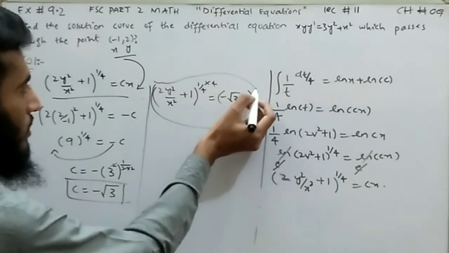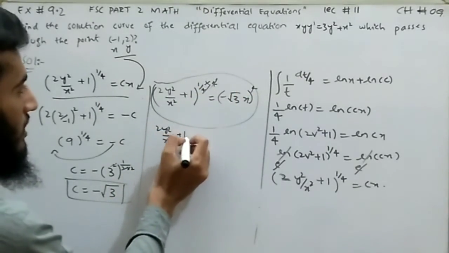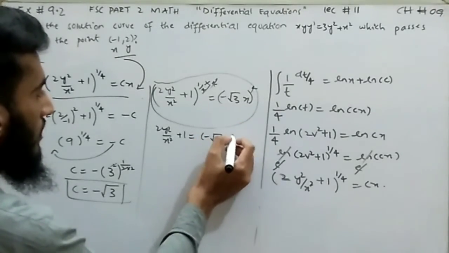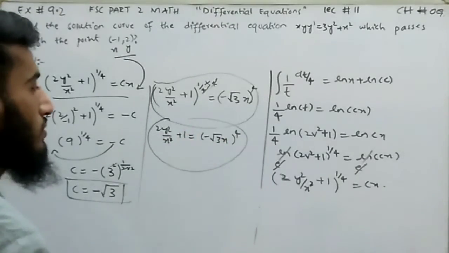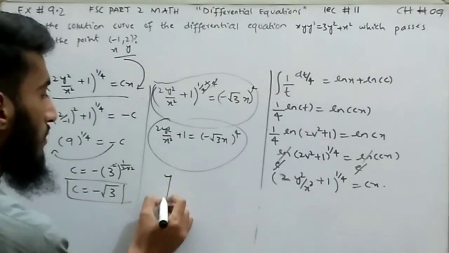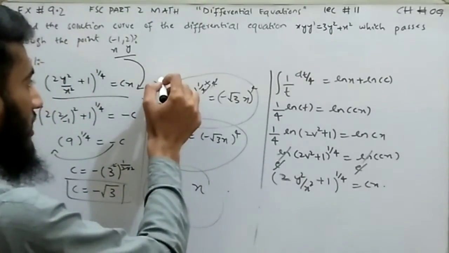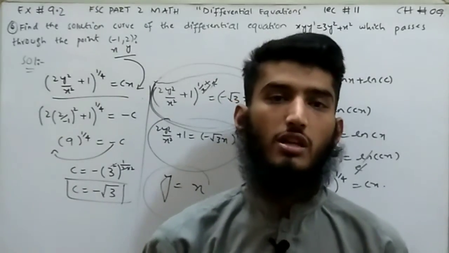So taking the power 4, over here it becomes 2y square over x square plus 1 is equal to minus under root of 3 into x, whole raised to the power 4, and then simplify this curve for y. So this will give us the required solution in terms of y in terms of variable x. So you can write it in this form. This is the simplified form. So with this question I finish my lecture.